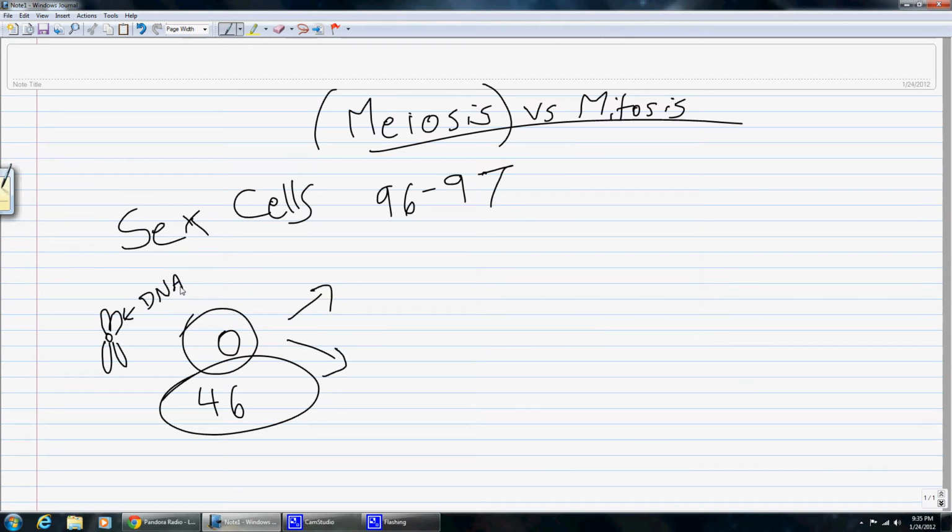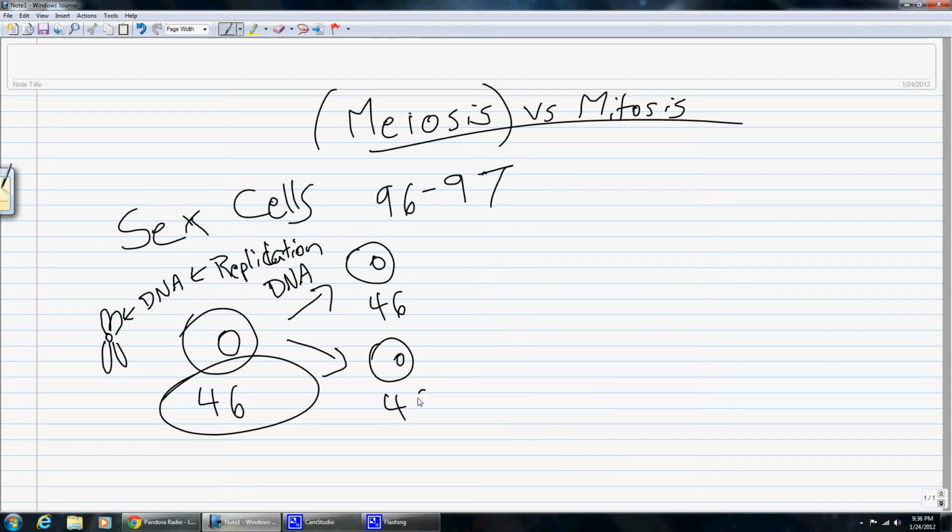Now, before it splits, it replicates the DNA. So you're going to see a replication of the DNA. Once you have that replication, you're going to double your DNA. So when you split into two, again, you're still going to have 46, because remember, this doubled. Now, the cells are going to be the same size, they're just a little bit smaller, so it fit in the space. So now we have these two cells.